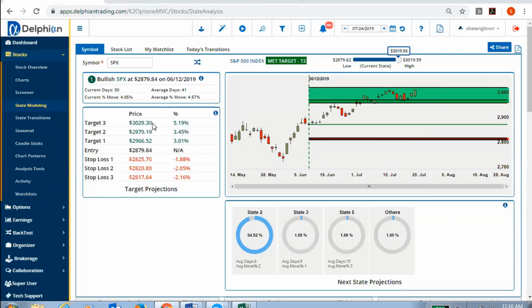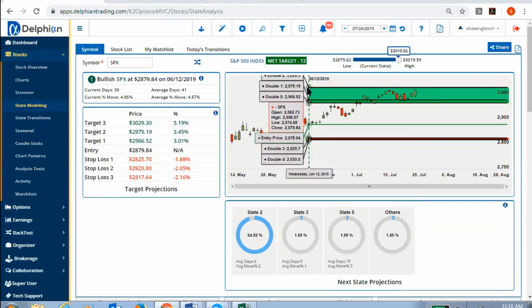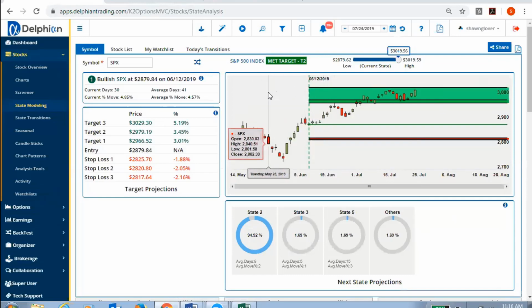Yes, sir, that is that line. Right, that's this line right here. Yeah, they all correspond. These targets and stop losses are charted over here, right there. So the most important, obviously, are the entry price, very important, and target 3, very important as resistance.